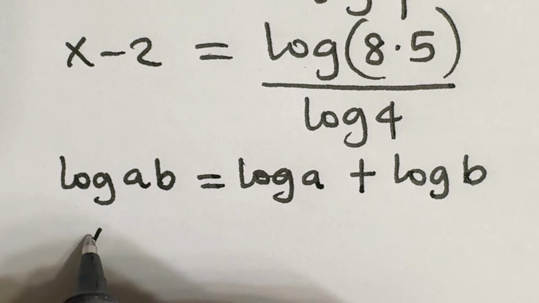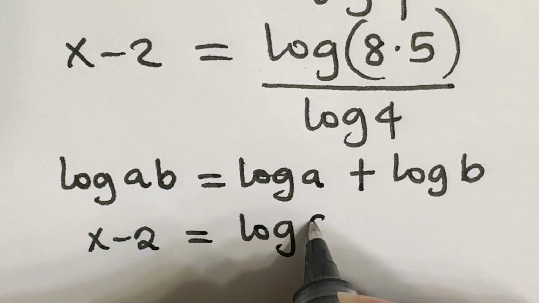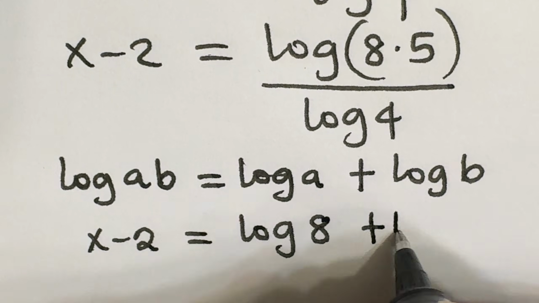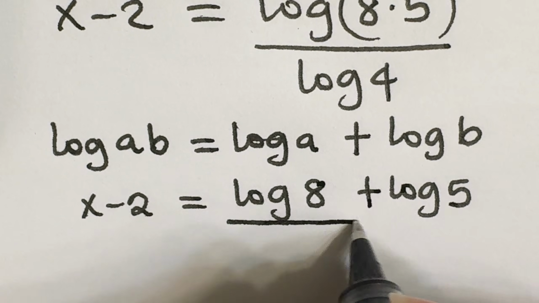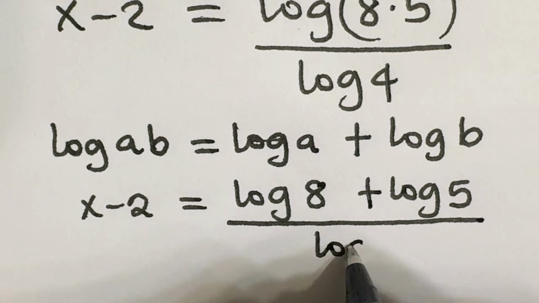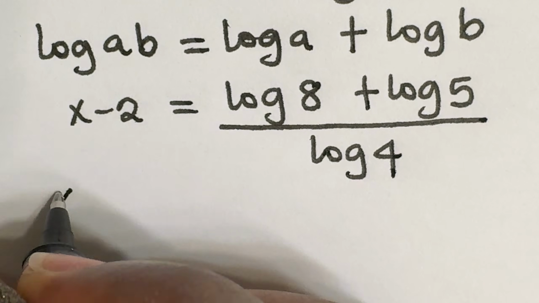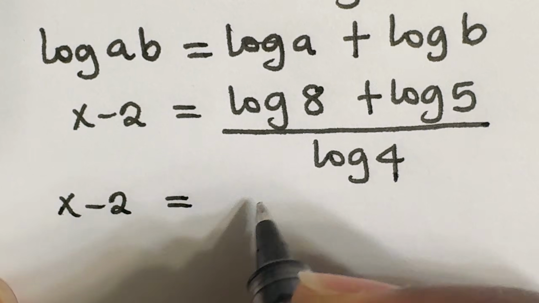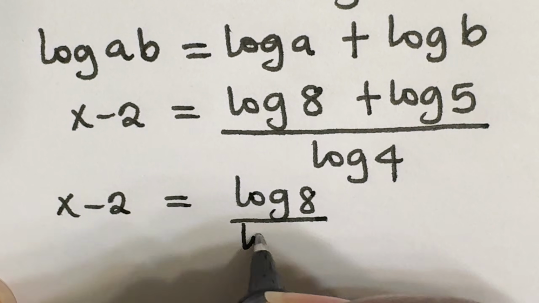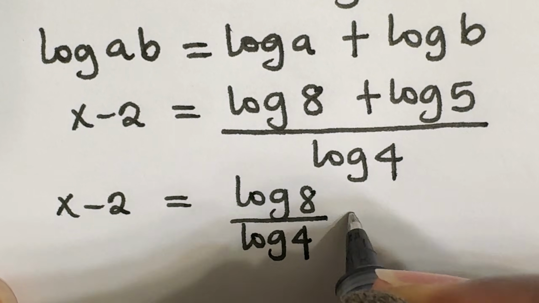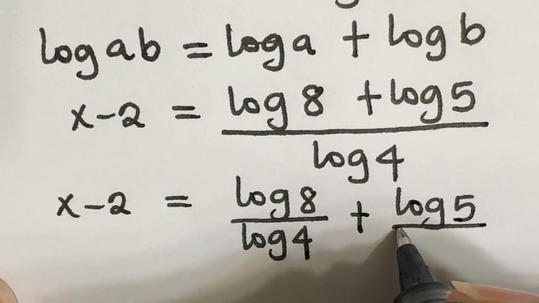Then we're going to have x minus 2 is equal to log 8, then plus log 5, then divided by log 4. We can separate this division to give us x minus 2 is equal to log 8 divided by log 4, then plus log 5 divided by log 4.